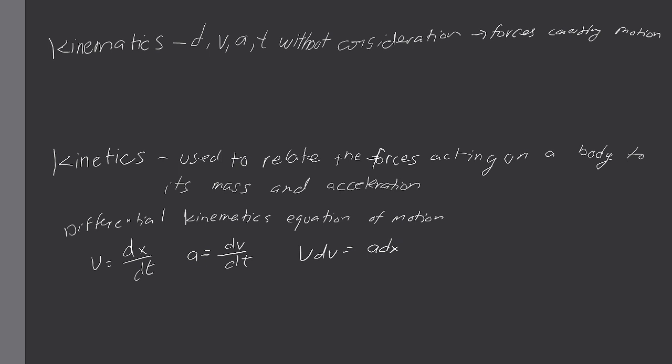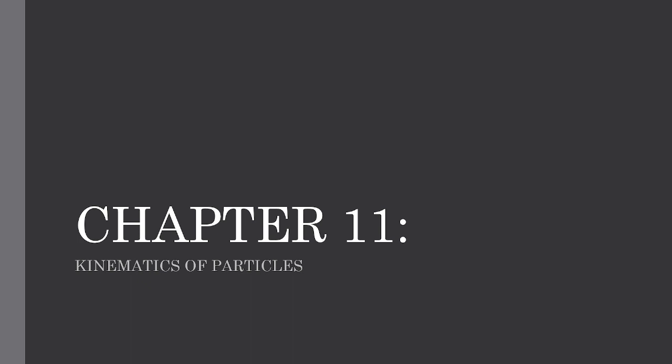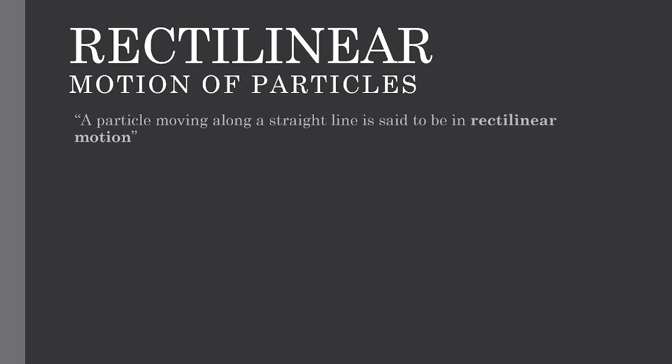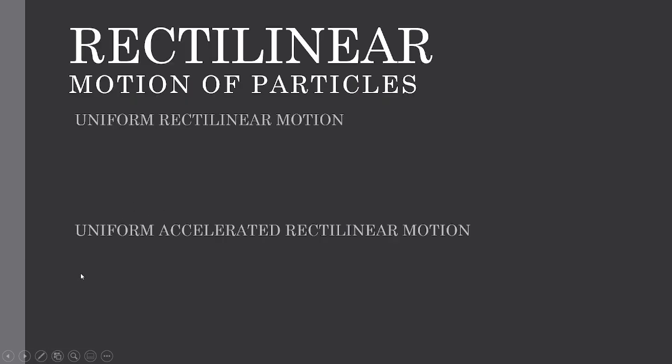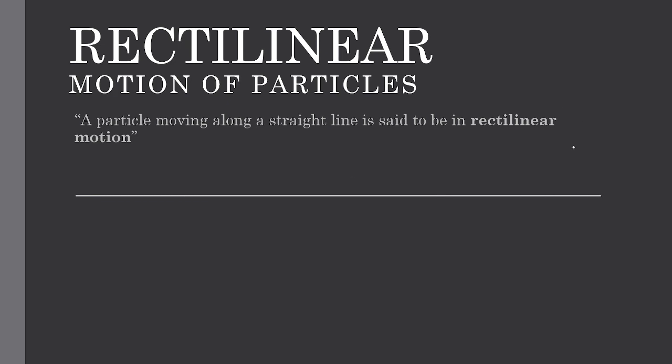So without further ado, let's start the chapter Kinematics of Particles, chapter 11. Under chapter 11, we have rectilinear motion. A particle moving along a straight line is said to be in rectilinear motion. For example, this is 0, this is 3 meters. If an object moves along this line, the x-axis, that particle is said to be in rectilinear motion.